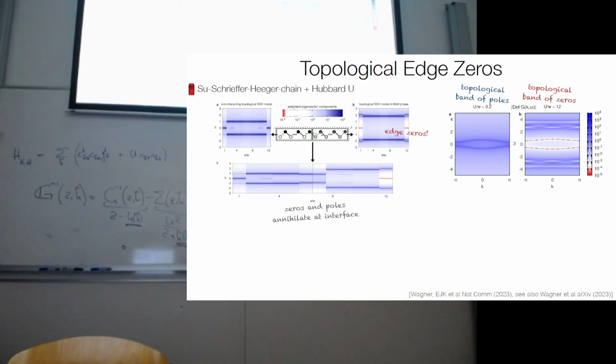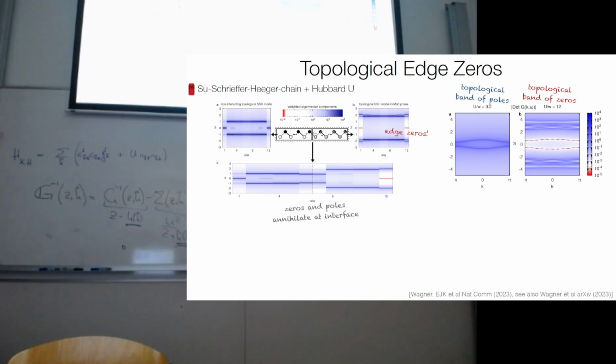When you glue these two together, it turns out that a zero and a pole can mutually annihilate. So at the interface here, what's done here is, of course, a numerical experiment. Half of the system is strongly interacting, that's the right half. This half here is non-interacting. On this left end, we therefore have a pole in the Green's function localized at the edge. On this right end, we have a zero of the Green's function localized at the edge. And here, zero and pole have mutually annihilated at the interface.